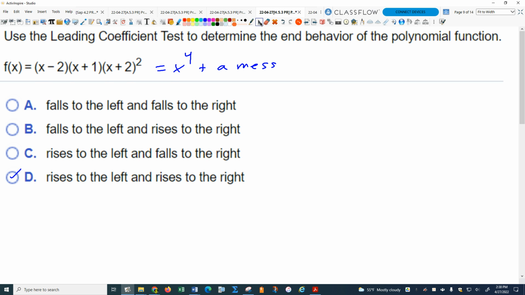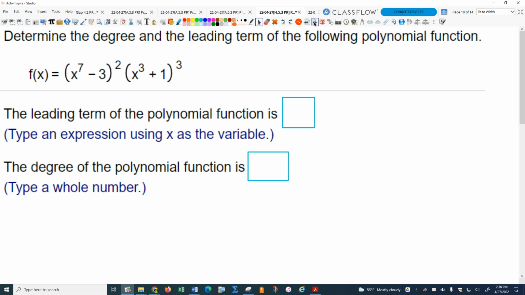How about that one? What are we going to get? What's the first term going to be? What do you think? Yeah. How'd you get that? 7 times 2 is 14, and 3 times 3 is 9.